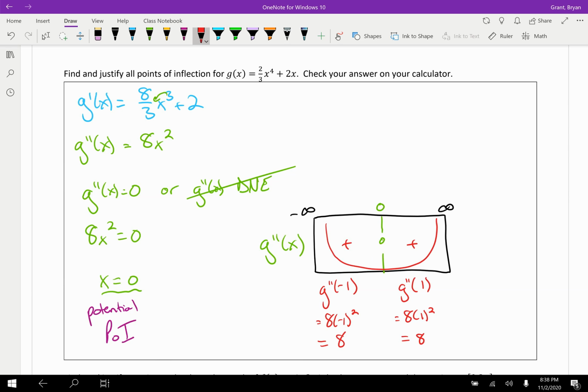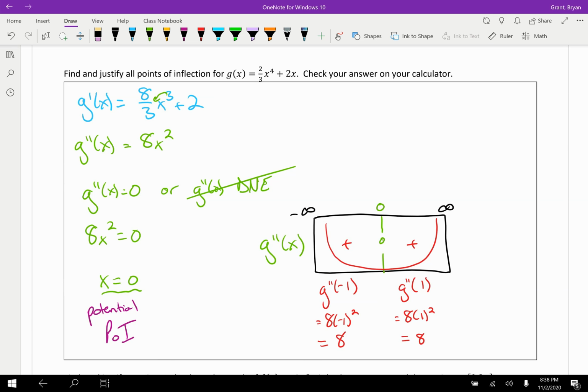And so the question becomes, did g double prime change sign at 0? And the answer is no, it stayed positive on either side. We did go to 0 concavity here. The graph was perfectly flat. It was probably linear there, but it didn't change sign.